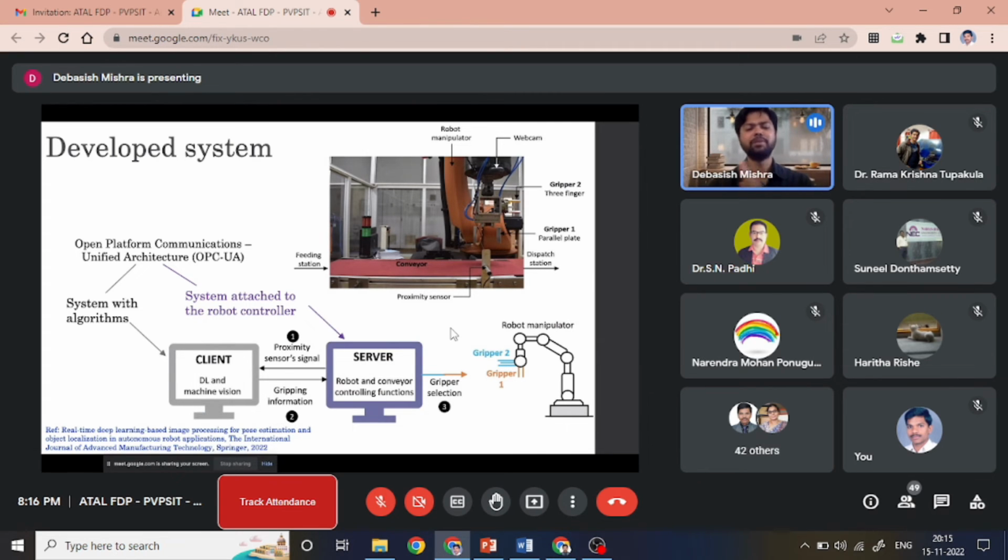So the communication between the server and the client was established by using OPC UA, the Open Platform Communications Unified Architecture. It is like an IP communication. So all the robot variables information we could see in real time on our client computer.